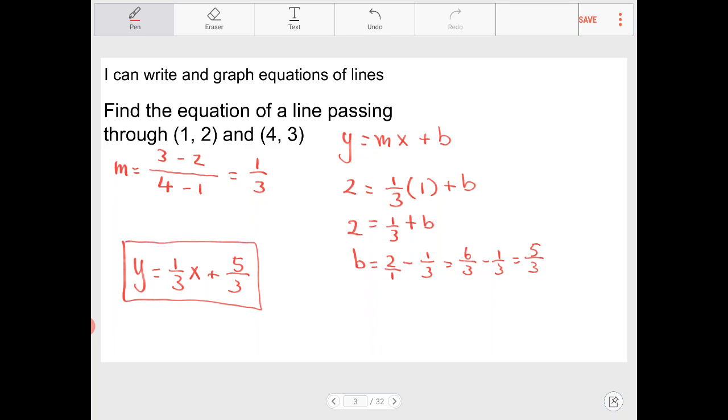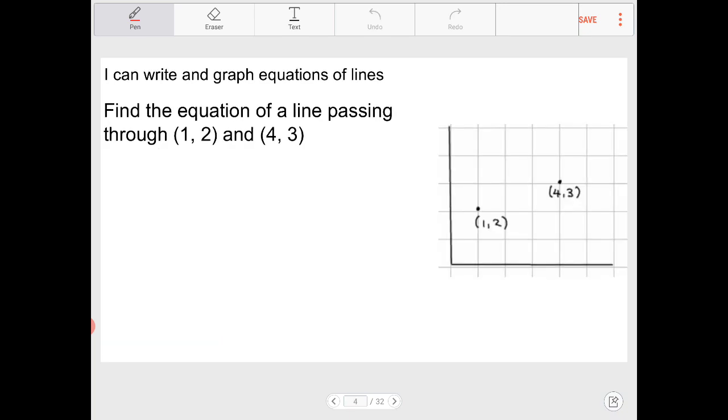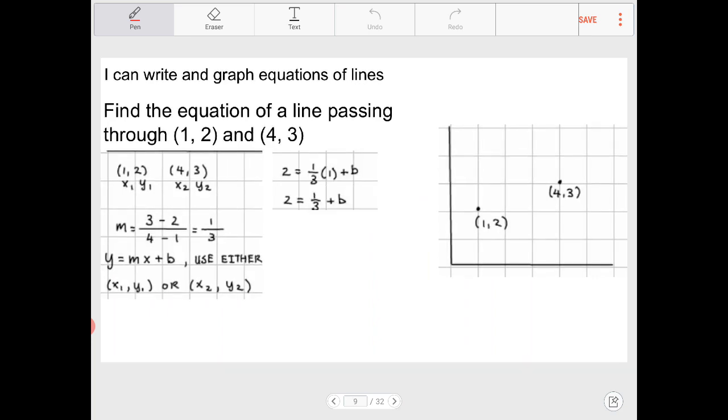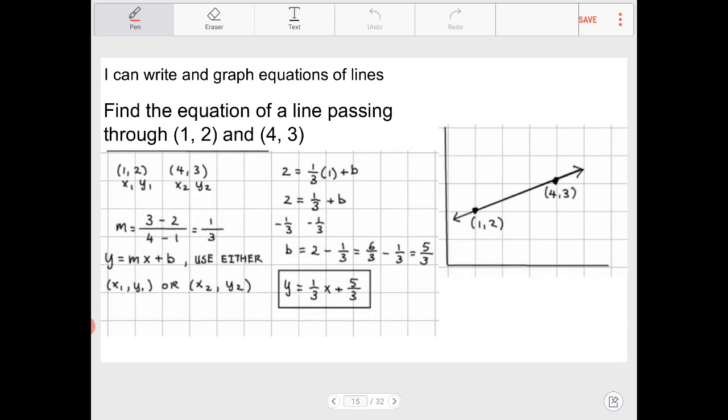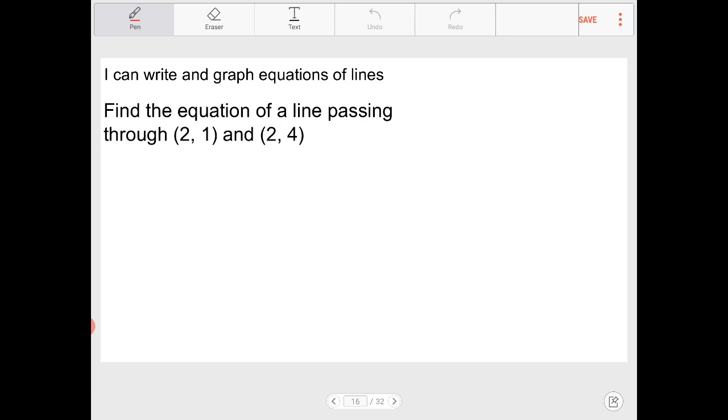Graphically, how does this look? Well, I know that points (1, 2) and (4, 3) need to be plotted, and it's simply a line that passes through those two points. If you look at the line that's drawn passing through those two points, you're going to notice that the y-intercept will not pass through an integer value. And that is consistent with what we found. All right, let's take a look at the next example here.